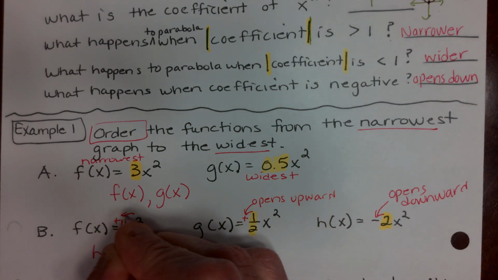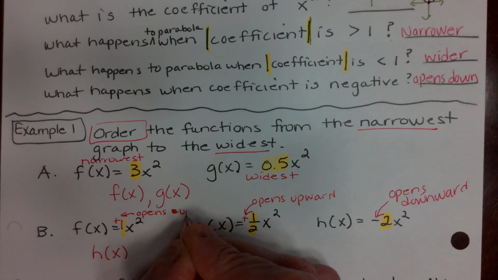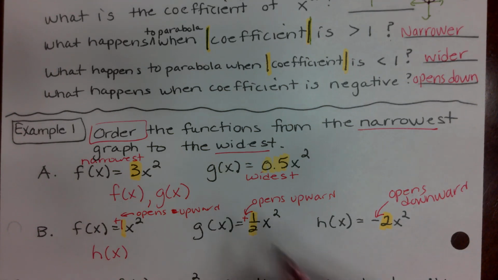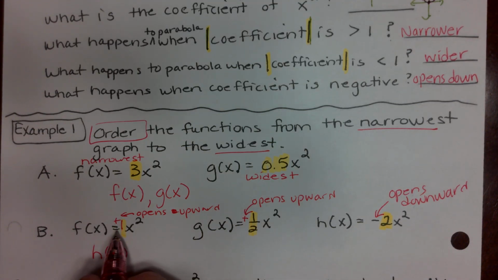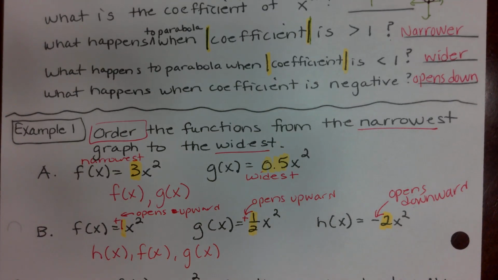Positive tells you it opens upward. We're talking about something different now. We're talking about the number, and it talks about how narrow or wide it is in comparison. So we took care of the 2. What's the next biggest? F of x with the 1, and then g of x is last place. And that will be the widest one. The actual fraction will be the widest one.